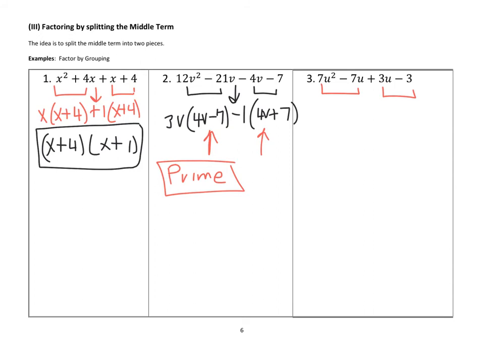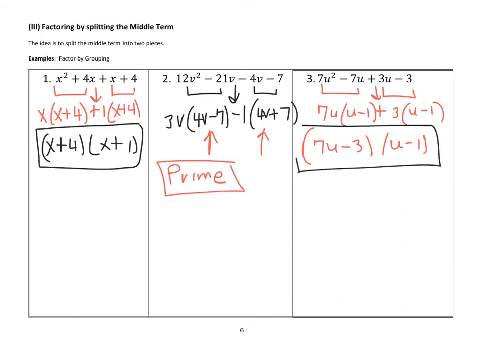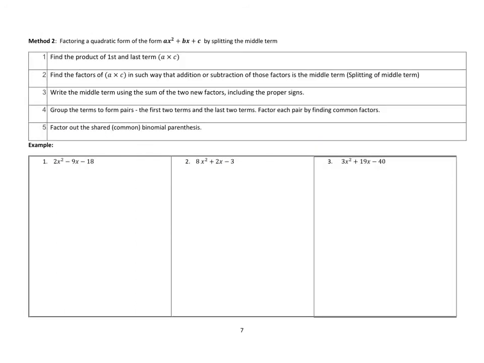So what's common? We have 7u, and then this is u minus 1, plus, what's common here? 3 is common. So u minus 1, but that's plus down, so we get 7u minus 3 and u minus 1. So here we have our answer. Let's go to the next one.